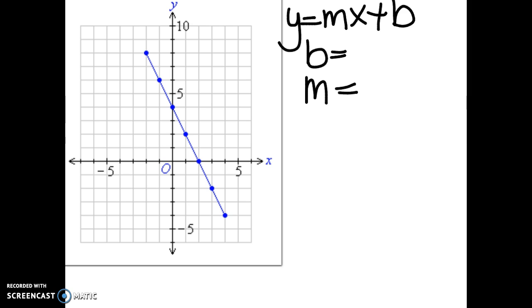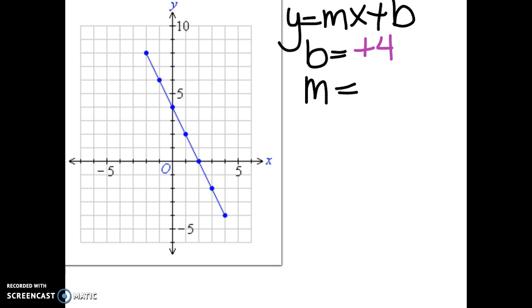What is the y-intercept? It is where the graph touches the y-axis. And in this case, the graph touches the y-axis at +4. I am going to move from the +4 to the next point, which is here.